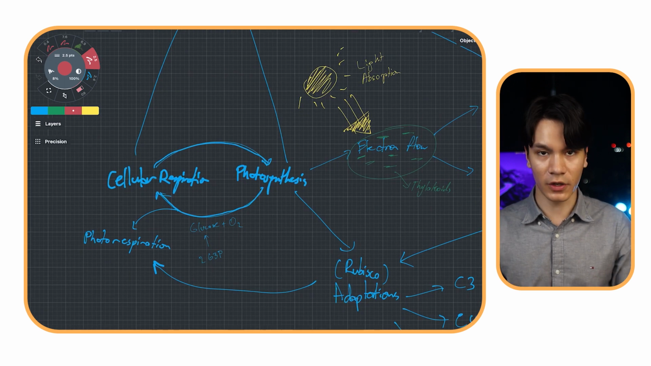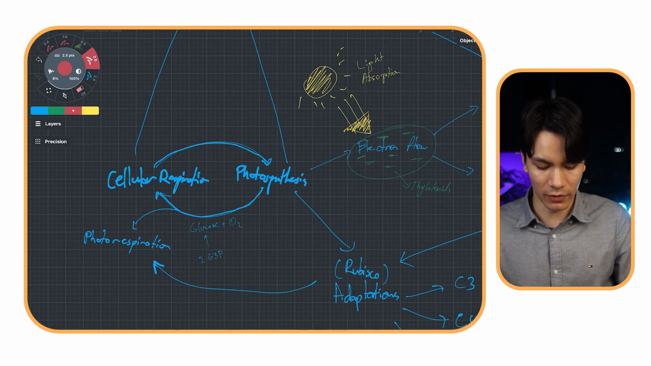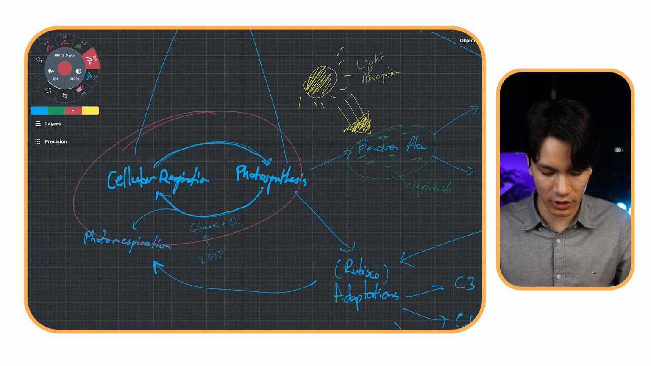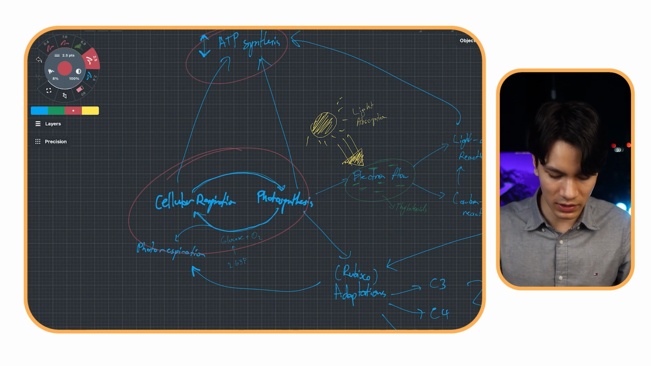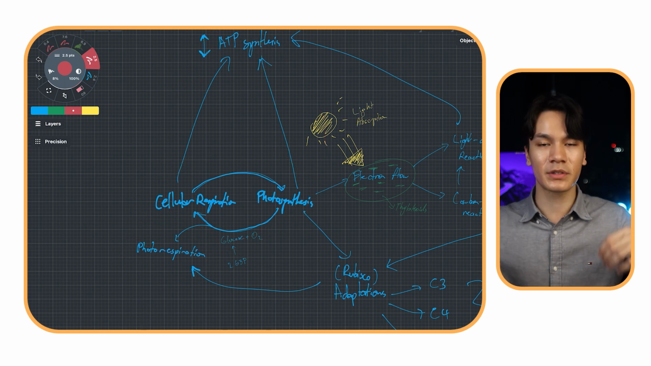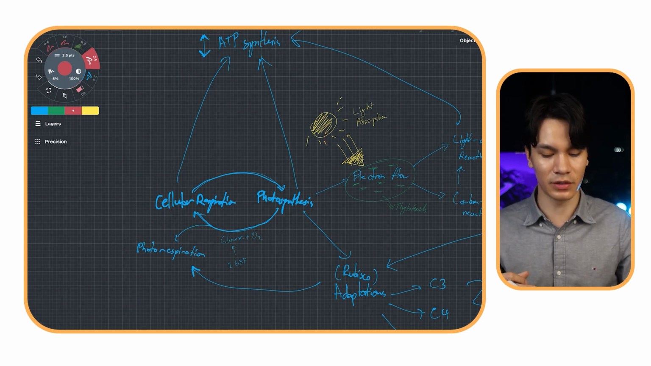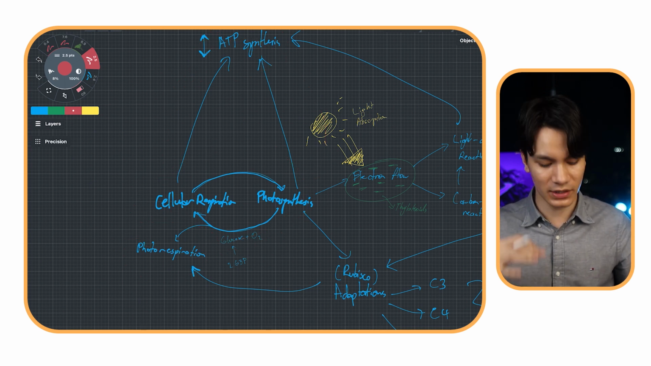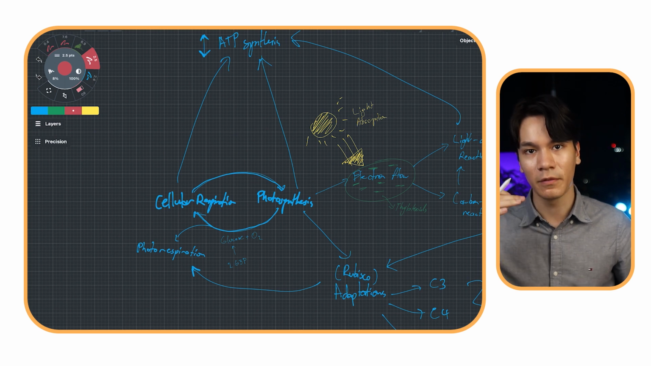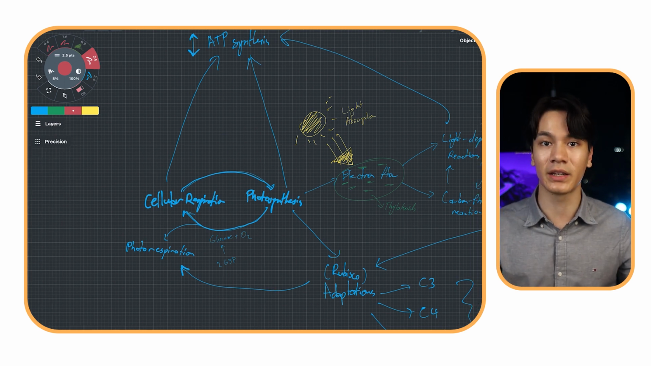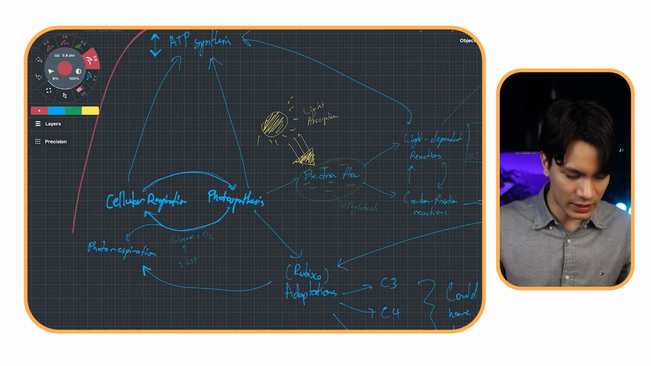First things first, I created that layer 1 as you saw before, and that is the cellular respiration, the photosynthesis, your ATP synthesis is there as well, and you've got a little bit of the photorespiration. Based on my understanding of the topic, I would like to organize it by saying these are the key major fundamental pieces to understanding how this topic works. So that is layer 1.